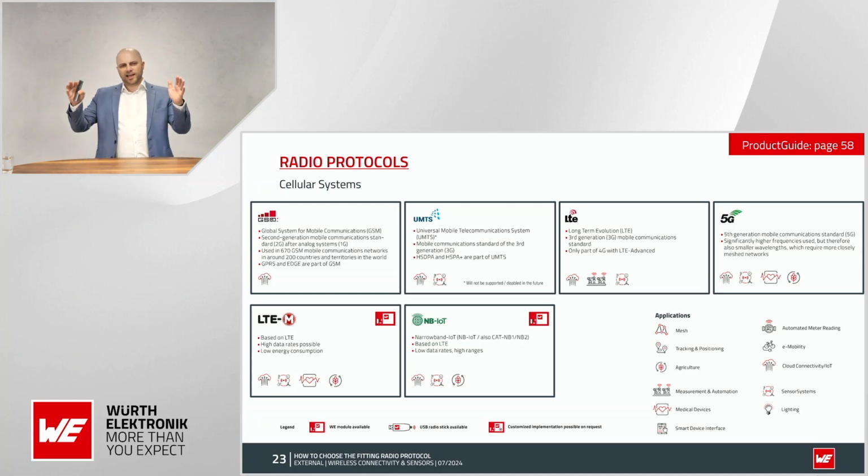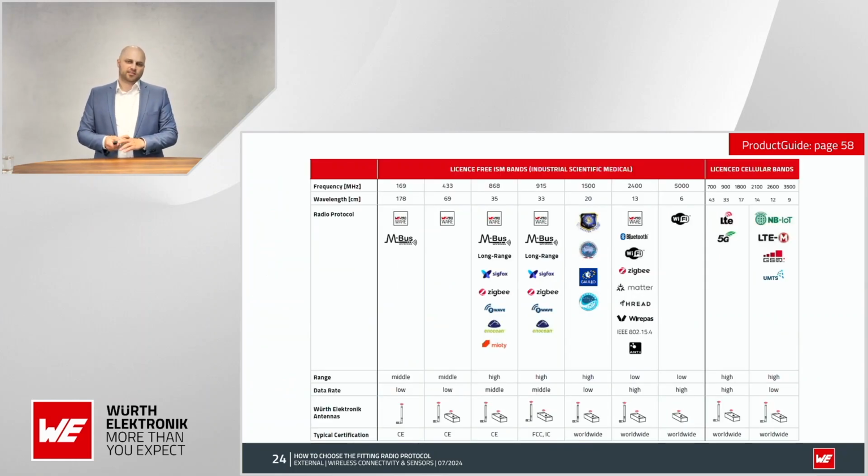So these are all the licensed bands typically you can use, but most of the radio protocols available are in the not licensed or license-free bands. They are very often called ISM, so Industrial Scientific Medical, because they are reserved for the usage there. And there you have a lot of different technologies.